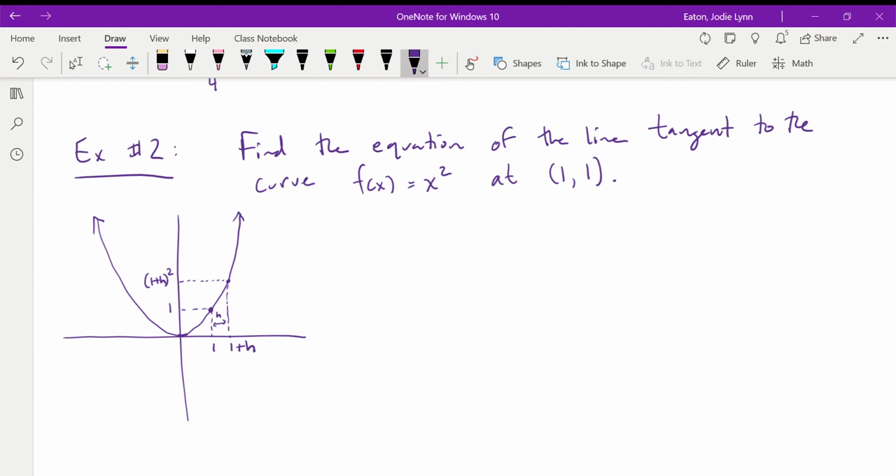So what I'm going to do is set up the slope. So we're going to look at what m of the secant line is. Okay? So m of the secant line is going to be the second point, the y's, so 1 plus h squared minus the y at our original point, which is 1, over 1 plus h minus 1. So that's fine, but I don't want the secant line, I want the tangent line. So what we're going to think about, and I'm going to use a slightly different color here, let's go green.